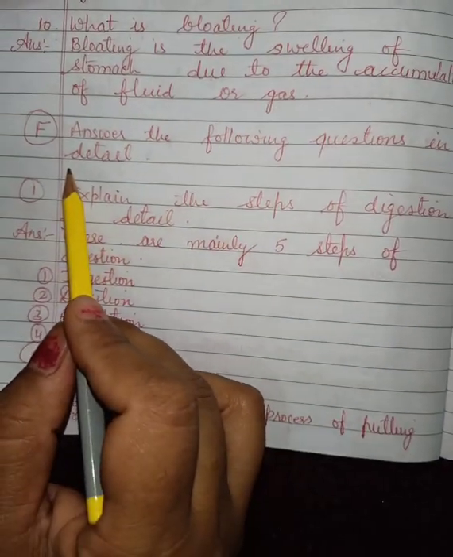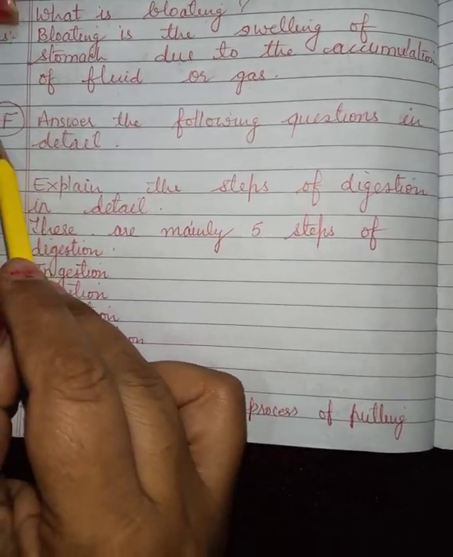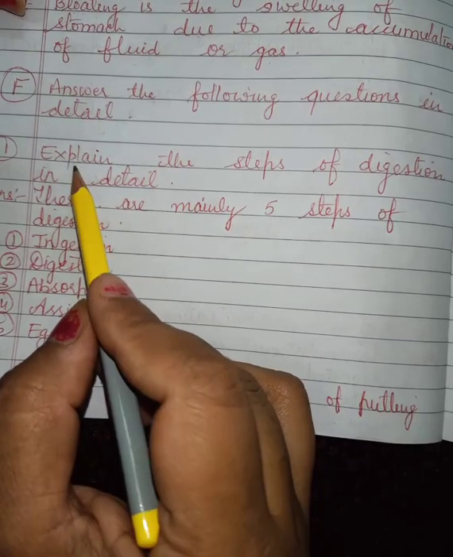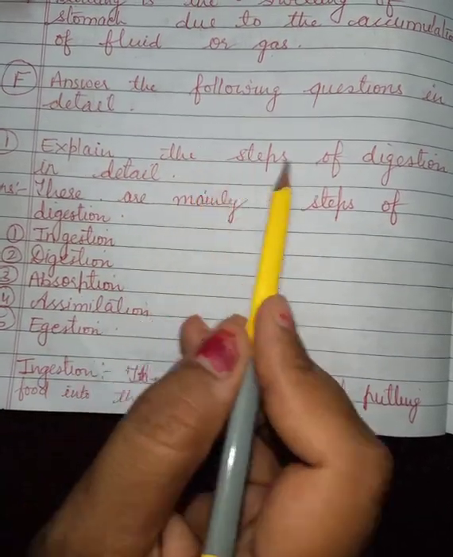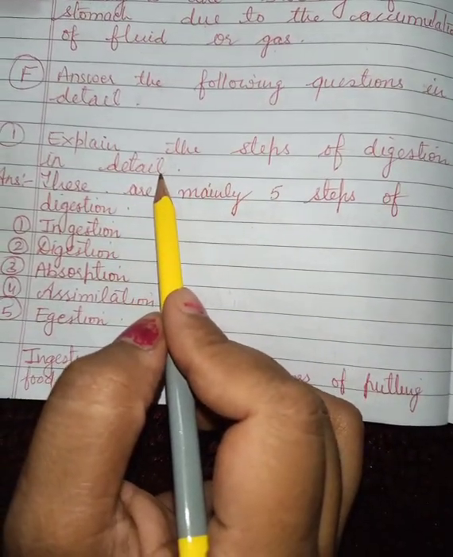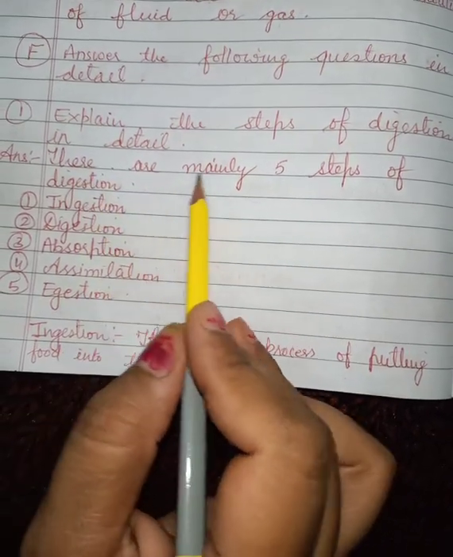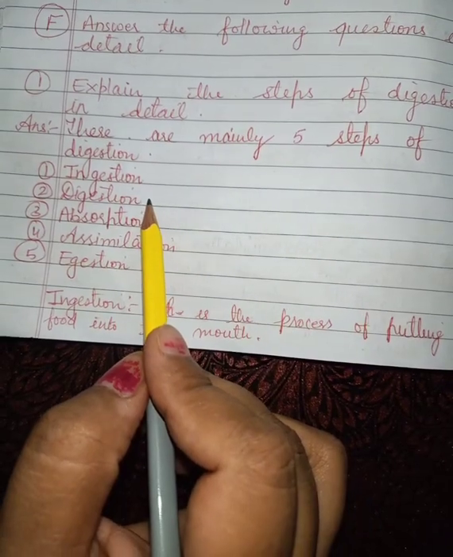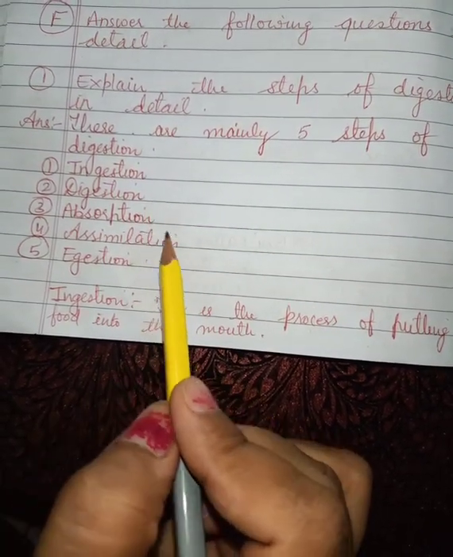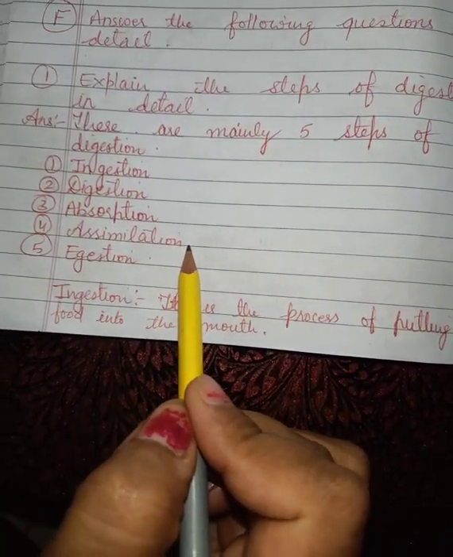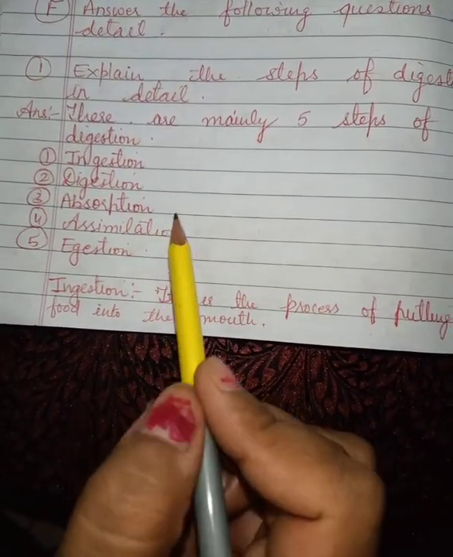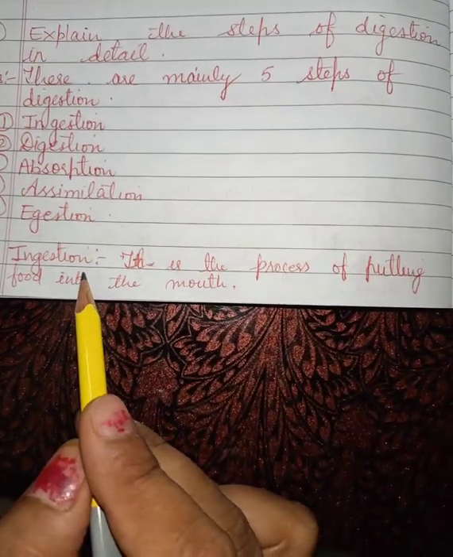Now the long answer type questions you have. Section F. Answer the following question in detail. So first question is, explain the steps of digestion in detail. Answer is, there are mainly 5 steps of digestion. Number 1 is ingestion, digestion, absorption, assimilation and defecation. Because we have to explain it, explanation also I have given you.